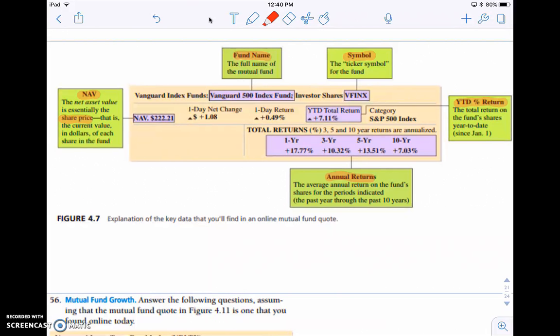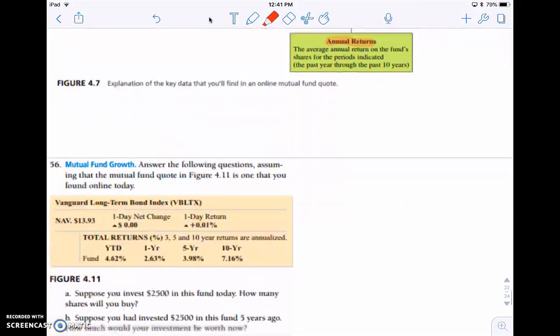And this is where we're going to look more at the average annual returns on the fund's shares for a period of time that's indicated, so you can see how this thing performs. So over a year, 17%; over a 3-year period, 10%; over 5-year, 13%; over 10 years, 7%. So you can get an idea as to how this thing performs in the long term, or how it has historically performed. And so we're going to be looking a lot into those annual returns, and then the net asset value, or the share price. Another way to think of that.